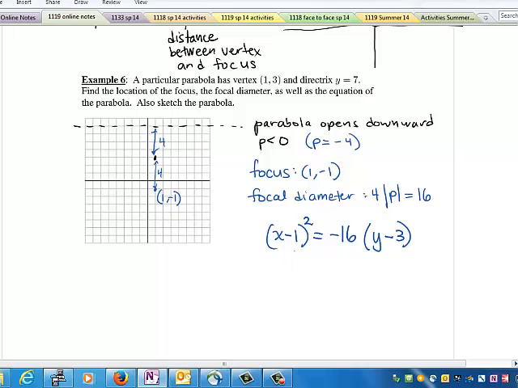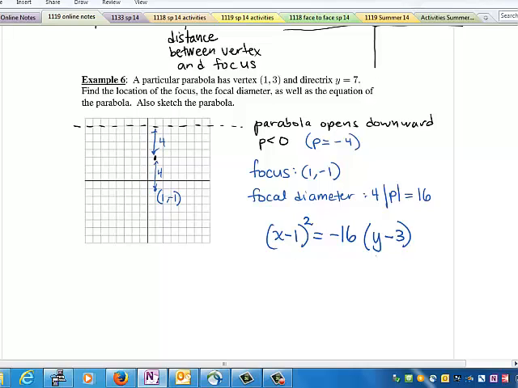So we want to remember that left-right shifting will impact the x. If I move right, I subtract 1. If I move left, I add 1. And up-down shifting will impact y. If I want to move up, I'm going to subtract from y, and if I want to move down, I'm going to add to y. So both of them are kind of opposite of how they look.